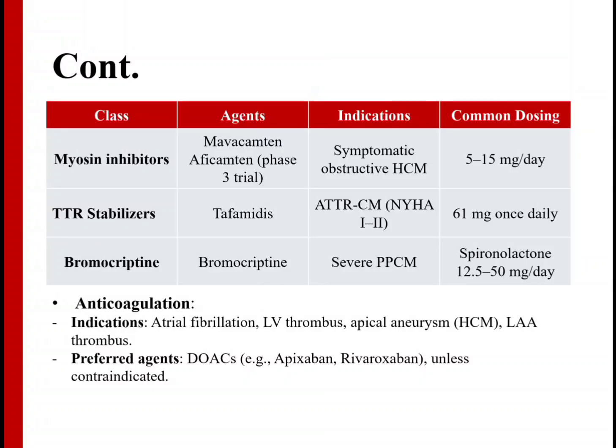Sometimes anticoagulation is indicated, for example, in atrial fibrillation, especially in cases of hypertrophic or restrictive cardiomyopathy. Also in left ventricular thrombus or apical aneurysm in dilated cardiomyopathy, for example. Also in left atrial appendage thrombus. And the preferred agents are the DOACs or the direct oral anticoagulants like apixaban and rivaroxaban, unless contraindicated.